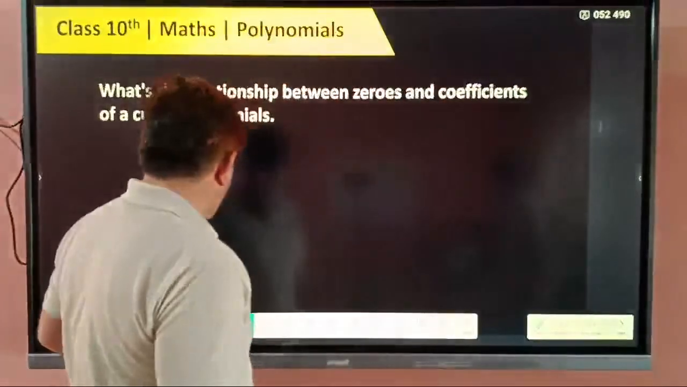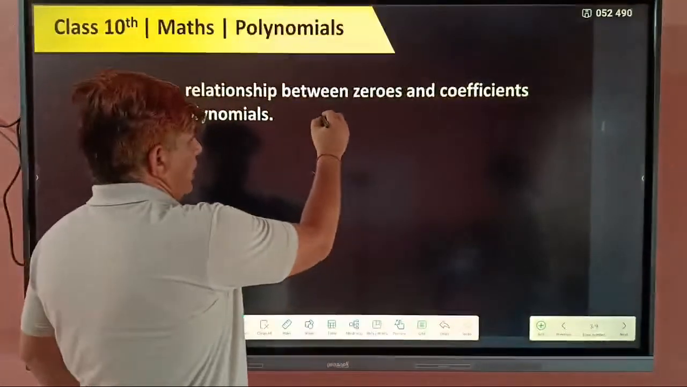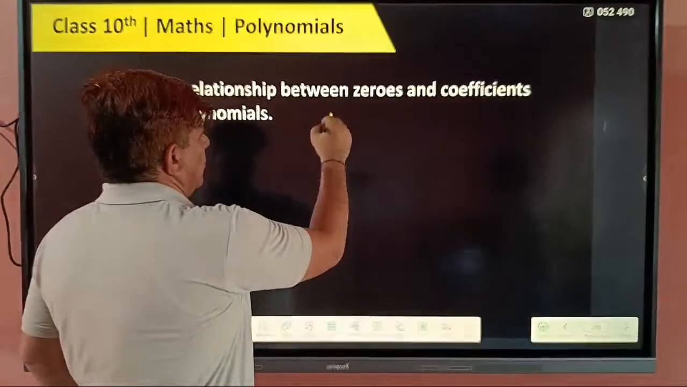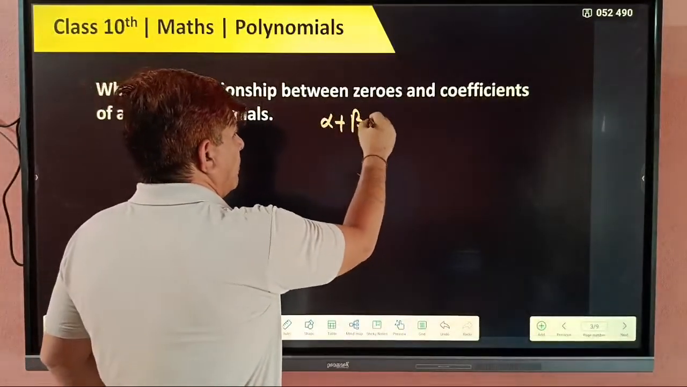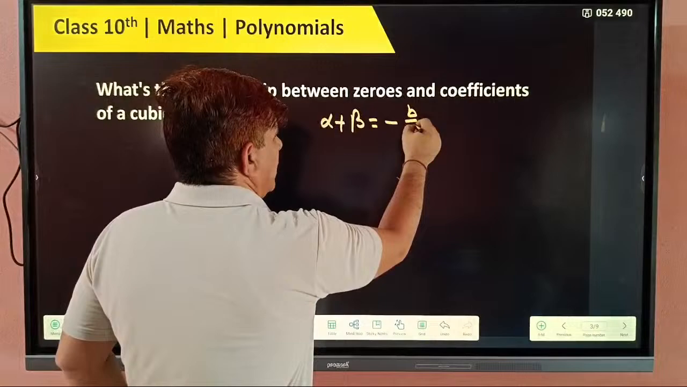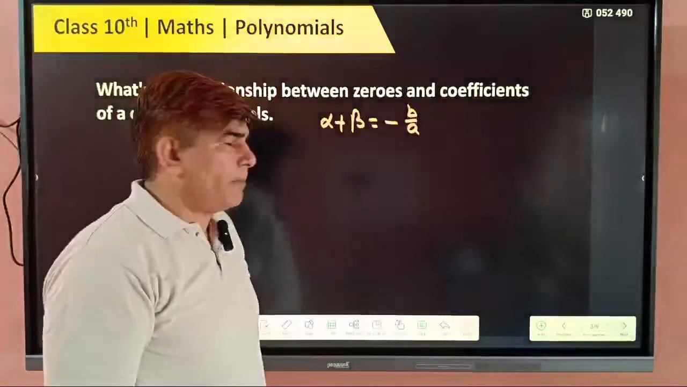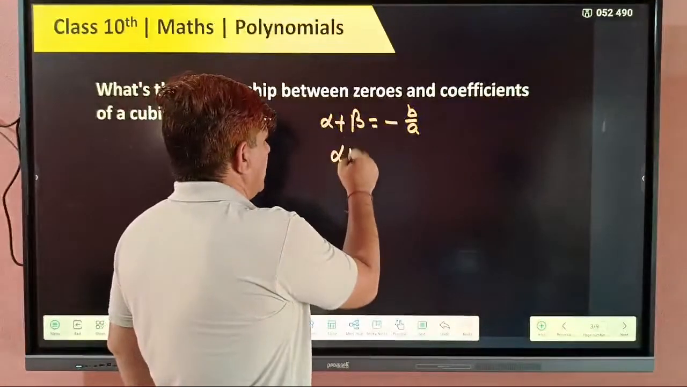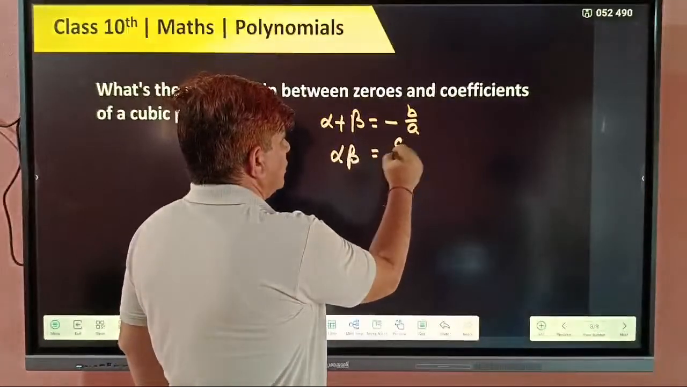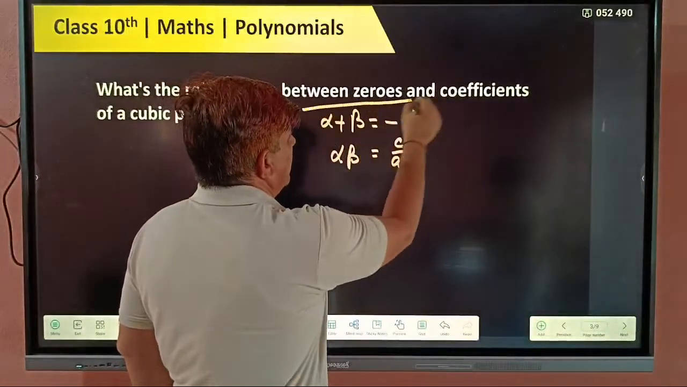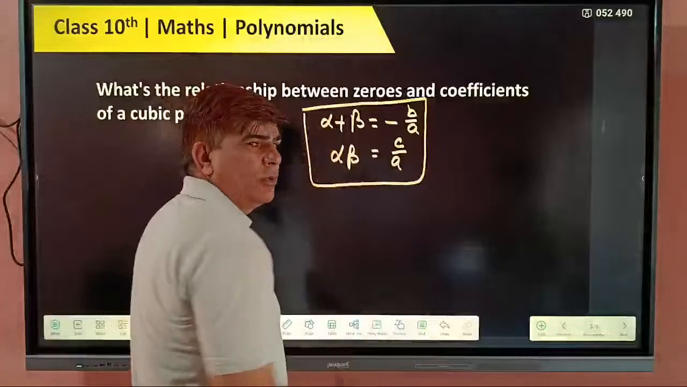So here I'm writing, if we are having what type of polynomial? Quadratic polynomial. Alpha plus beta is minus b by a, and alpha beta is equal to c by a, if we are having a quadratic polynomial.